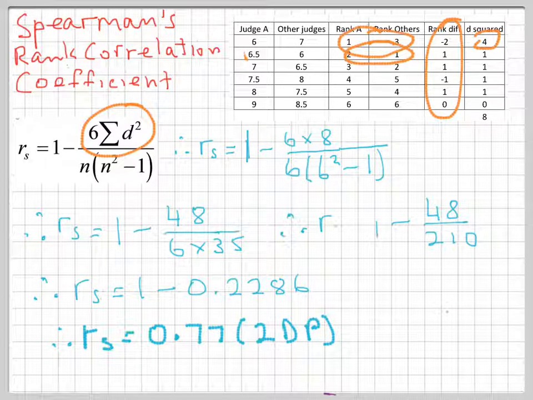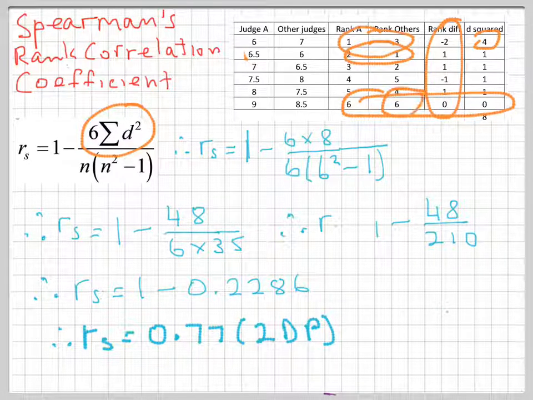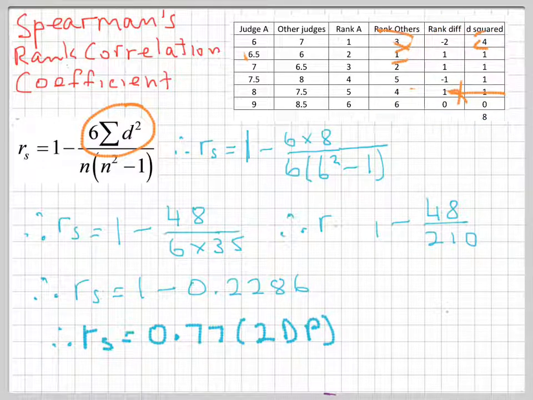Okay, we do the same for each other pair of scores. 2 take 1 is 1, and 1 squared is 1. For the last competitor, Judge A ranked that score 6 from the lowest, as did the other judges combined. So 6 take 6 is 0, and 0 squared, of course, is 0. What we do now is we simply total the D squared column. And when we do that, we find that the total is 8. Okay, so that big symbol there, sigma, means the sum of the D squareds.